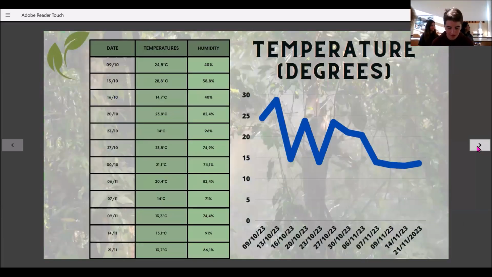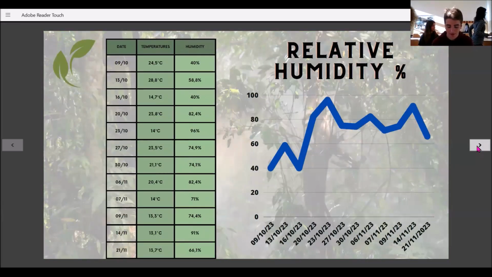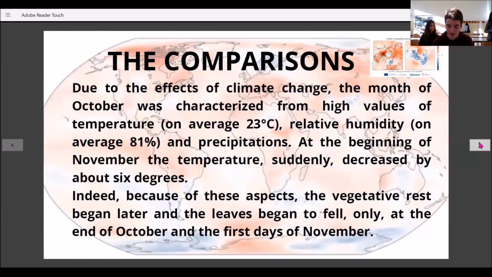The timing of green down appears to be affected by air temperature. In fact, the change of leaf colors began only at the end of October, because it was very hot, with maximum temperature on average 23 Celsius degrees, and in its first part even 26 Celsius degrees.